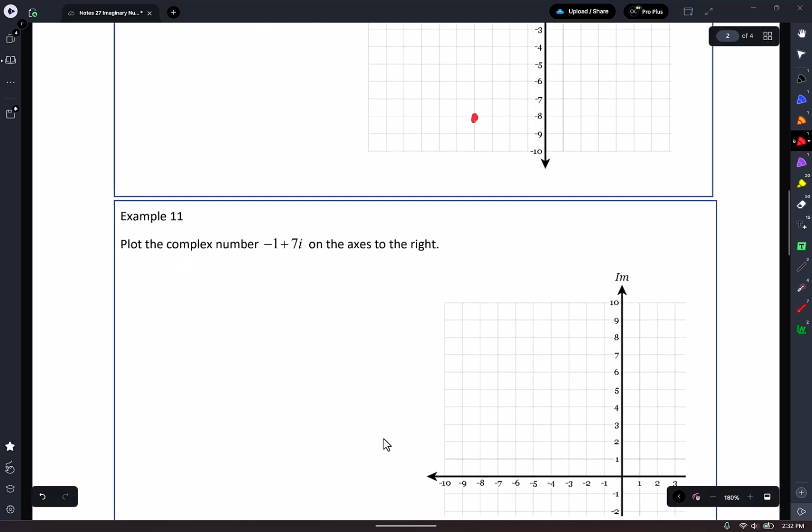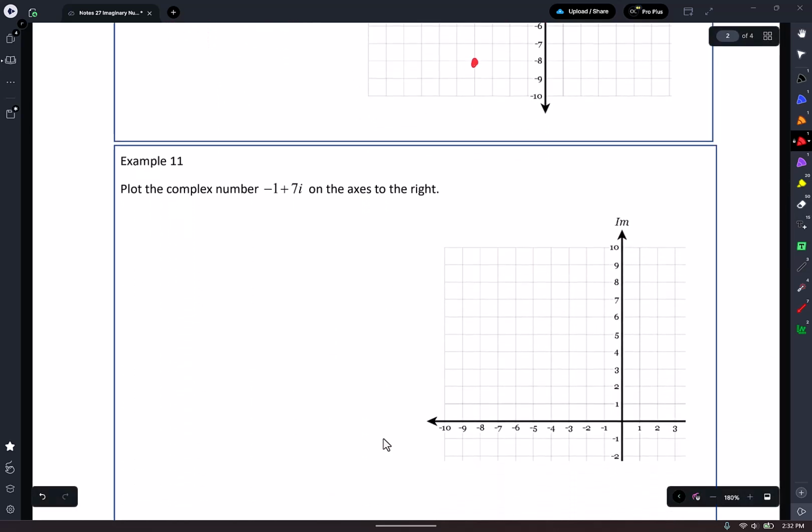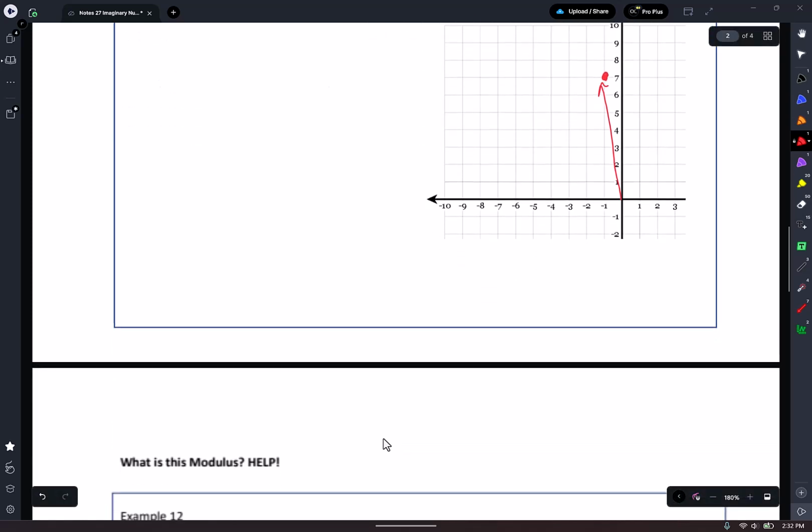Plot the complex number -1 plus 7i. All right, here's -1. See how they call the y-axis imaginary? So there it is. That's that point, -1 plus 7i. Sometimes they'll do a vector. I guess I can do the vector just in case, because I think the modulus is coming out a little bit. And there it is. Cool or not cool? All right, let's go to the next.